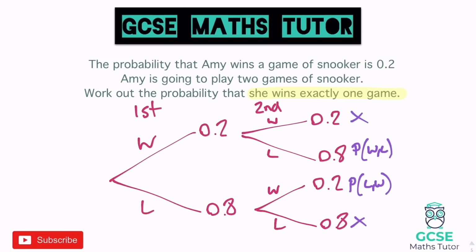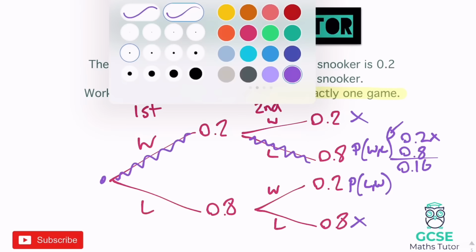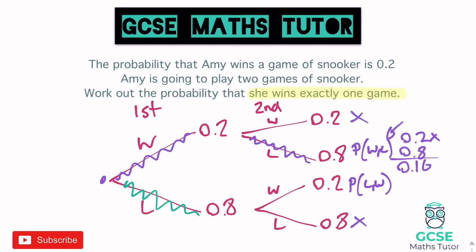So to get to this second branch here, if we go to the start, we go up through the win and down through the loss. So that's 0.2 multiplied by 0.8. And 0.2 times 0.8 is 0.16. Looking at the second option there, she could lose and then win. And that just goes through 0.8 multiplied by 0.2, which gives us the same answer there of 0.16. So we've got our 2 answers there.